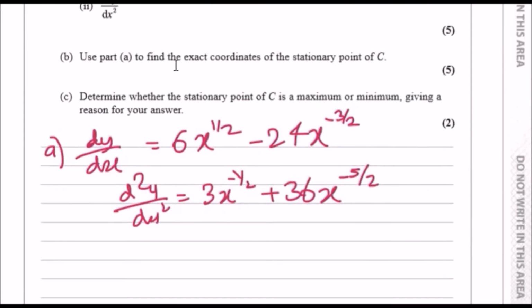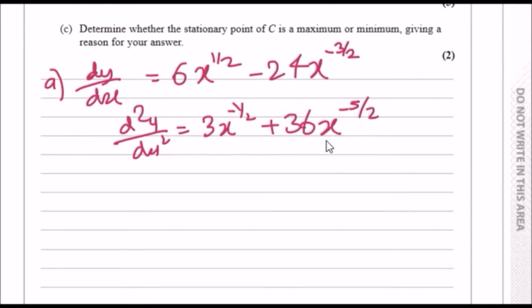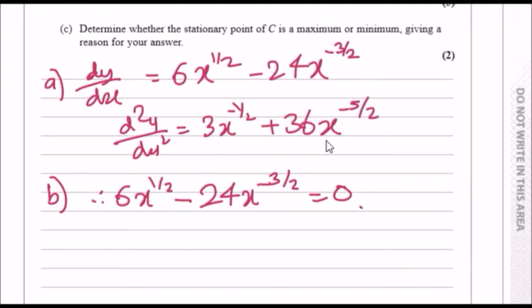Use part A to find the exact coordinates of the stationary point of C. When something is stationary or has a turning point, this means that the gradient is flat, meaning dy over dx is 0. So you basically take the first equation and set it to 0. So we can say, okay, when dy over dx is 0, we're going to get 6x to the power half minus 24x to the power minus 3 over 2, and it's going to equal 0.